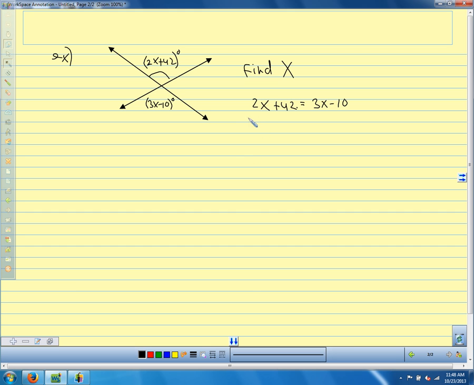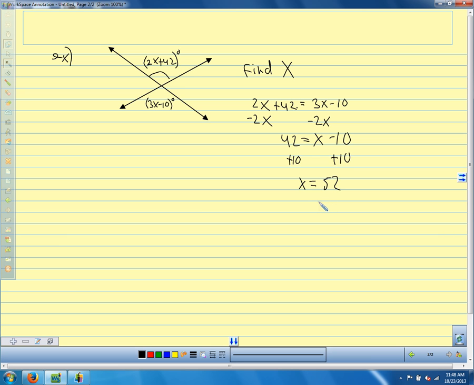Do we want to add? This is positive, so we need to subtract. There we go. I have 42 equals 3x minus 2x, which is just x, minus 10. And now I'm home free. Add 10 to both sides. And I get x equals 52. And I just used a property there, didn't I? Here I would have written 52 equals x, and I turned around and said x equals 52.